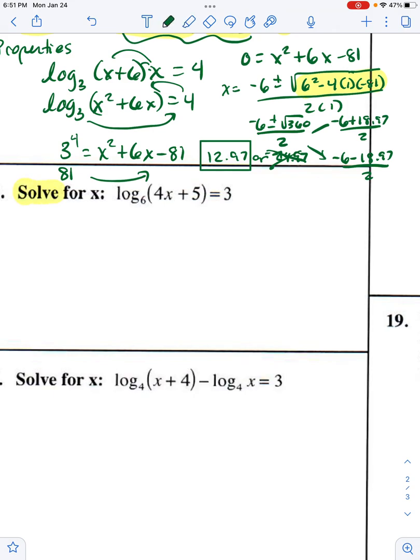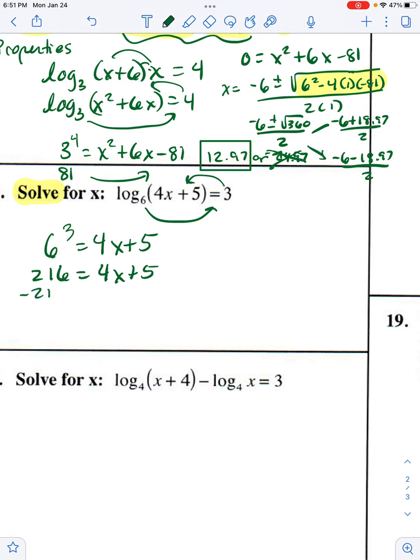Going to solve again. Now we did a lot of solving of different types. This is again a log problem. This is actually easier because this one's already condensed down. So I just need to change the format. So I get 6 to the 3rd equals 4x plus 5. 6 to the 3rd, according to my calculator or my chart, looks like that.